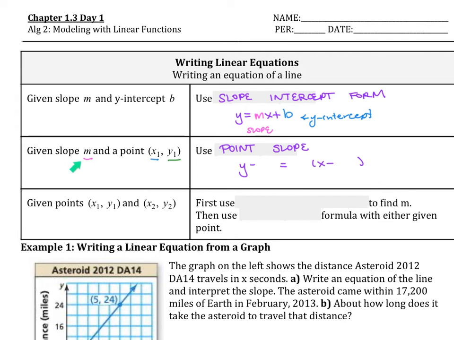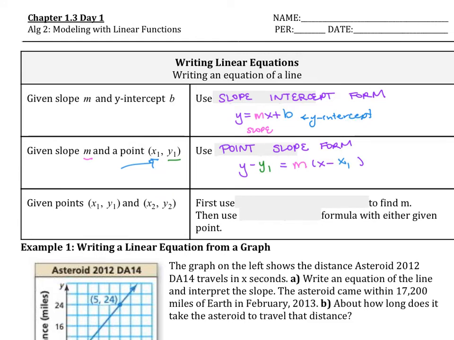Now, if we're given a slope and just a point, then we're going to use point-slope form. How that looks is y minus y1, so remember that the y's are grouped together. So y minus y1 equals m times x minus x1, x sub 1. Okay, that's point-slope form, and then we convert it to slope-intercept form. What we do is multiply and so forth to get slope-intercept form.